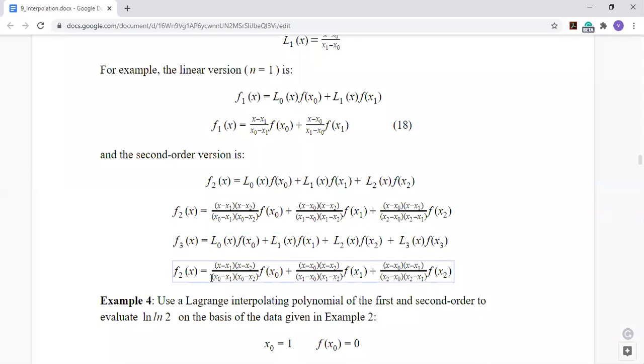So here is going to be x, there's x minus x1, here's x minus x2. So here is going to be x minus x3. That's for the third order polynomial. So here is 3.